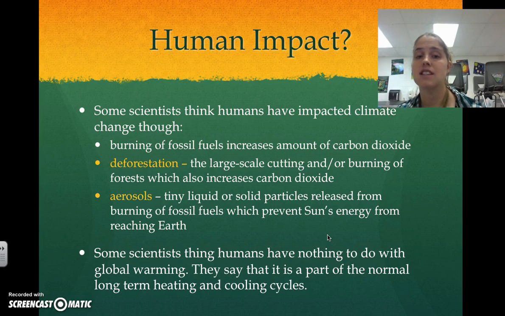So the other side to this is that some scientists think humans have nothing to do with global warming at all. They say it's a part of a normal long-term heating and cooling cycle. So we just talked about those heating and cooling cycles. So they're saying that basically we're heading into a more steady interglacial period, which will eventually be followed by an ice age again. So this is just a normal part of the Earth's cycles, if you will, climate cycles.